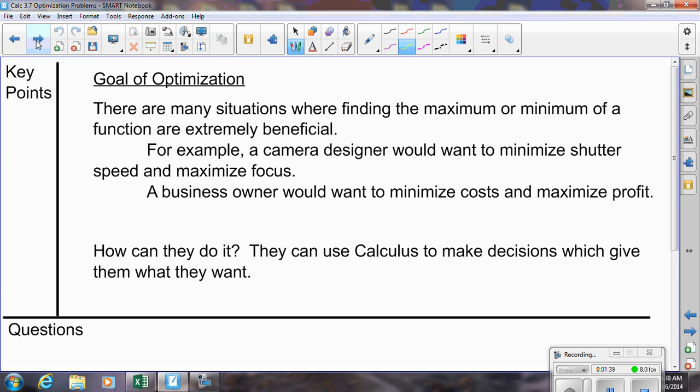A business owner would want to minimize their costs of business, but also maximize their profit. So basically, how can you go around maximizing or minimizing values? We are going to use calculus with finding the absolute or relative extrema.